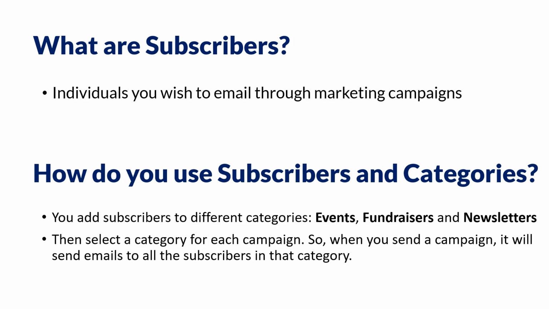Each campaign must be assigned to one of 3 campaign categories. The 3 categories are events, fundraisers, and newsletters. Each category has its own unique set of subscribers. When you add a campaign to a specific category, that identifies which set of subscribers or individuals will receive your campaign.